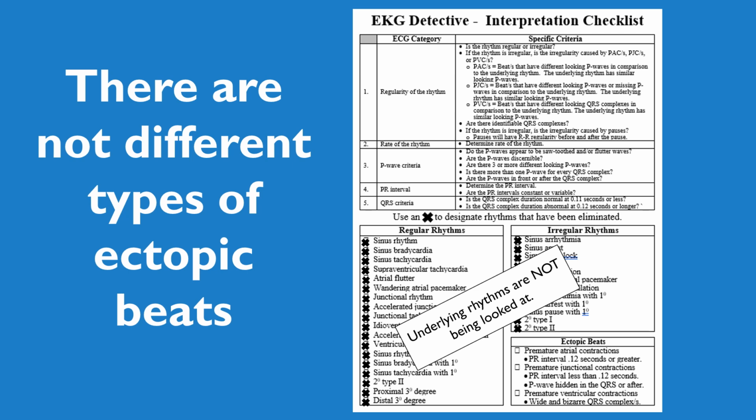For those of you who are using the checklist, the reason why we're asking this question in the app is just to try to determine if we're dealing with multiple types of ectopy. And since, again, we only have one ectopic beat, we won't be eliminating anything on our checklist for this specific question.